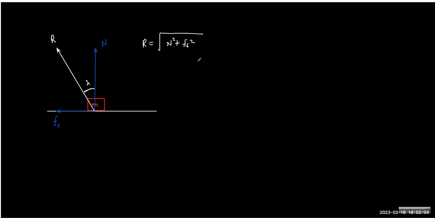It is N square plus f square. Now, in the worst case scenario, if there is no tendency, if there is no parallel force to the surface, then f becomes 0, right? So what is the minimum value of R? N. And what is the maximum value of R? N square plus f limiting.